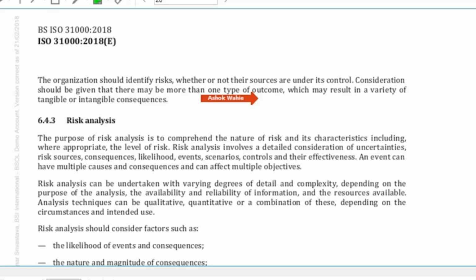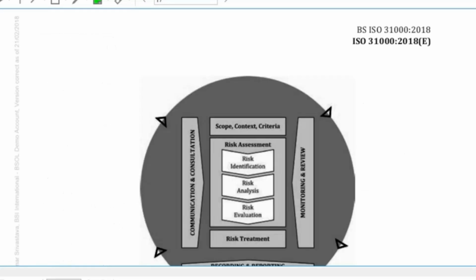For example, if there is a loss of client data or a loss of sensitive data, it may have legal impact, financial impact, customer dissatisfaction, and other impacts. So what are the variety of consequences which may happen because of an uncertainty which has happened by a threat exploiting a vulnerability? So when we are looking at identification of risk, look at the definition of risk. I will again take you through the definition of risk.